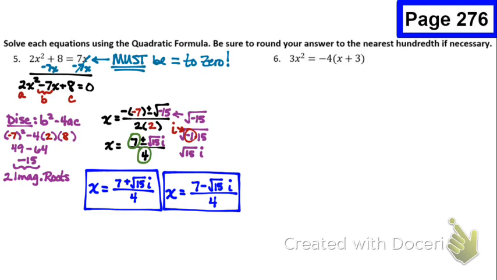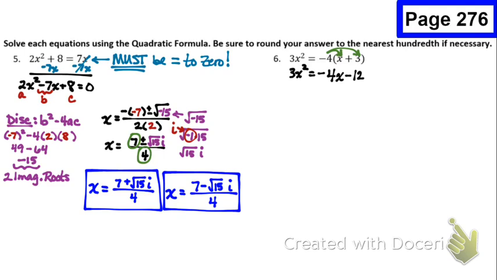Let's do one more and we will call it a day. Number 6. Where do you think I would need to start on number 6? Parentheses. What can I do with them? I'm going to distribute, yes. So I'm going to have 3x squared equals -4x minus 12.